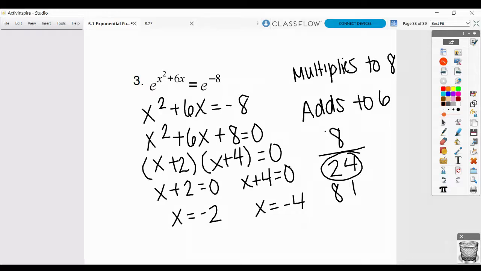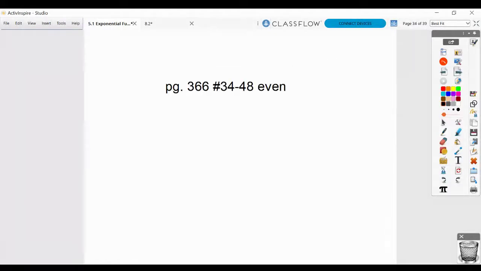Okay, so basically it's the same thing as last week, but this time we're just dealing with the natural base e. So your homework is page 366, numbers 34 to 48 even.